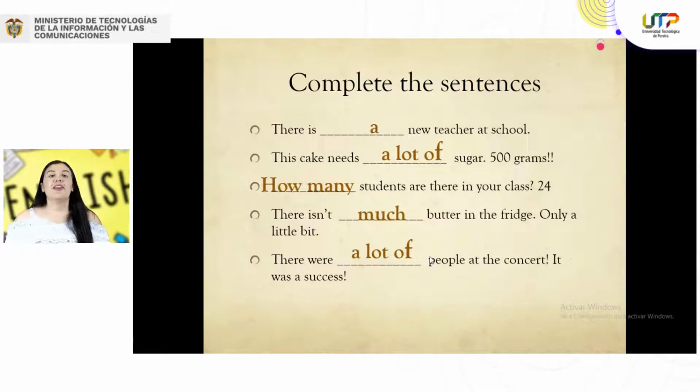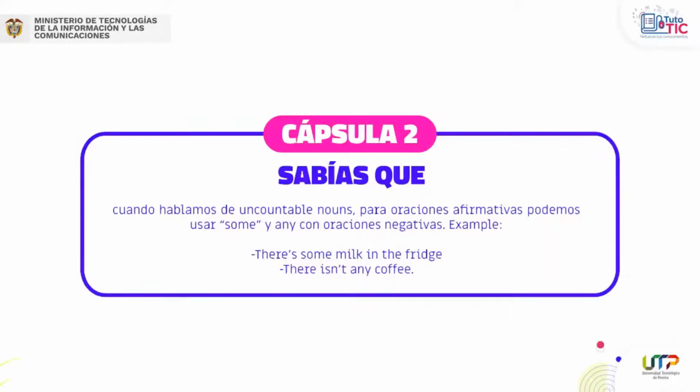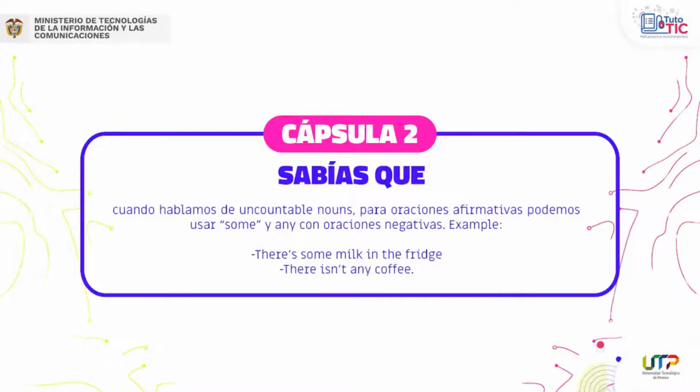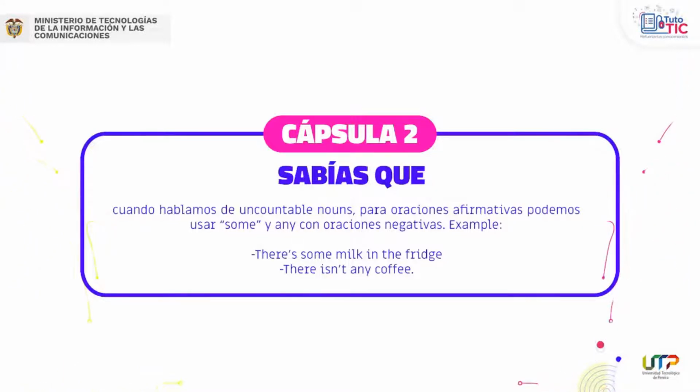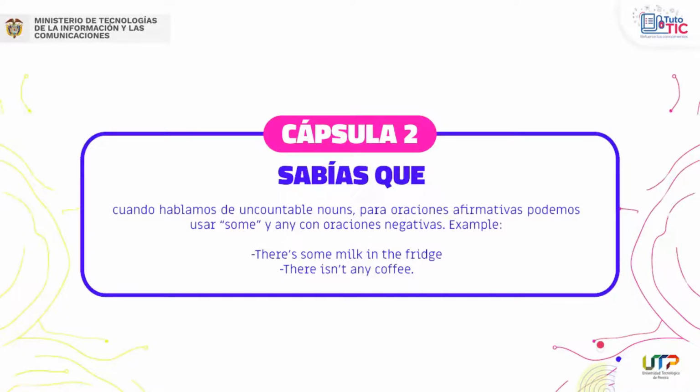Vamos entonces a ver nuestra segunda cápsula, pero quiero que estén allí atentos porque después de esta cápsula iniciamos entonces con el ejercicio de práctica para que ustedes participen allí en el chat. Así que vamos a ver esta segunda cápsula. ¿Sabías que cuando hablamos de Uncountable Nouns, para oraciones afirmativas podemos usar some y any con oraciones negativas? Example, there's some milk in the fridge. There isn't any coffee.